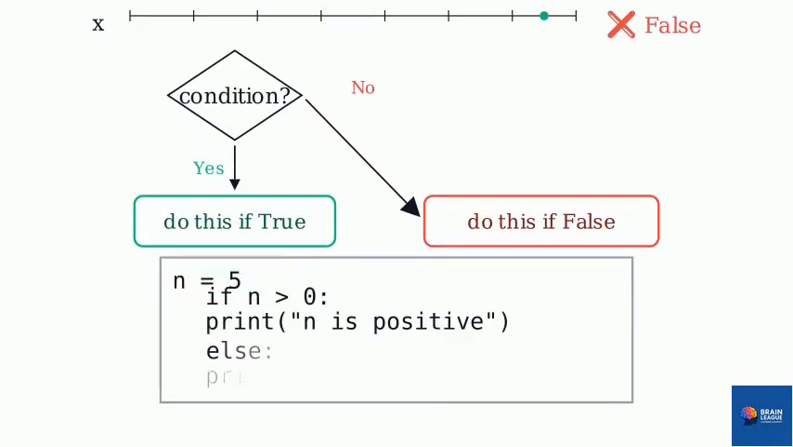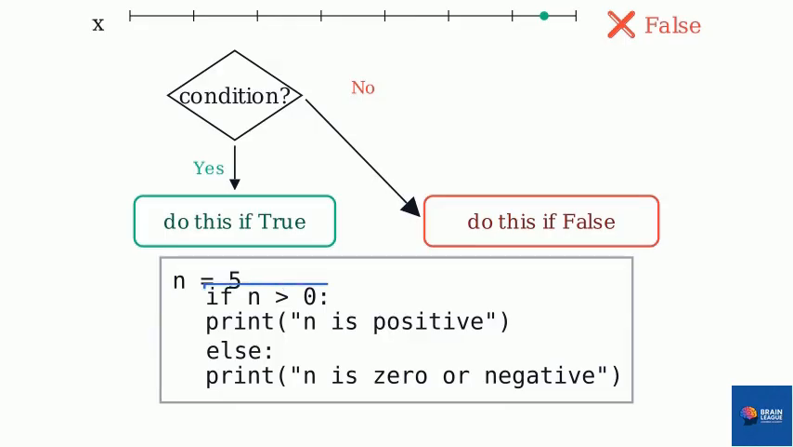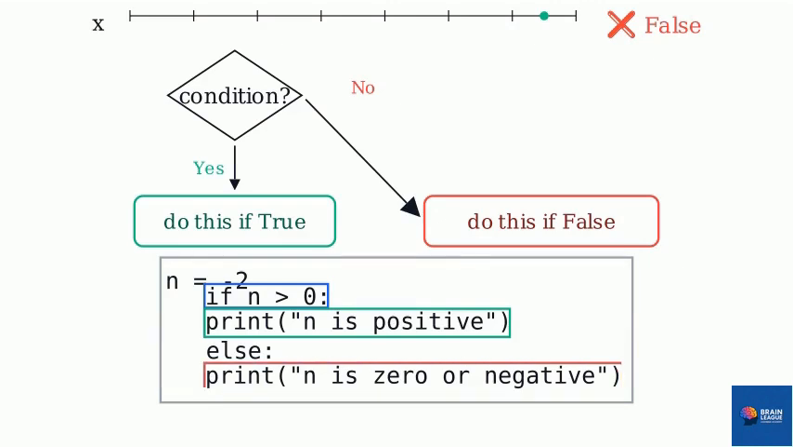Let us do a simple example. We will check if a number is positive or non-positive. We start with n equals 5. The condition is n greater than 0. That is true, so we print n is positive. Now, let us change n to negative 2. The condition becomes false, so we print n is 0 or negative.